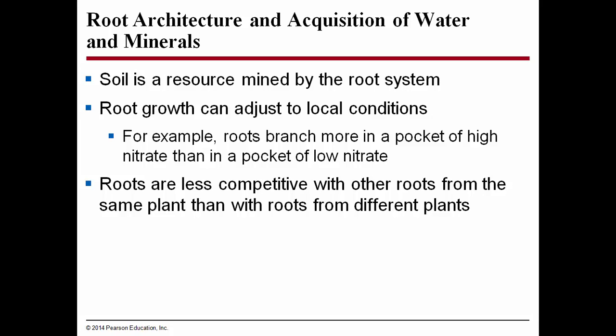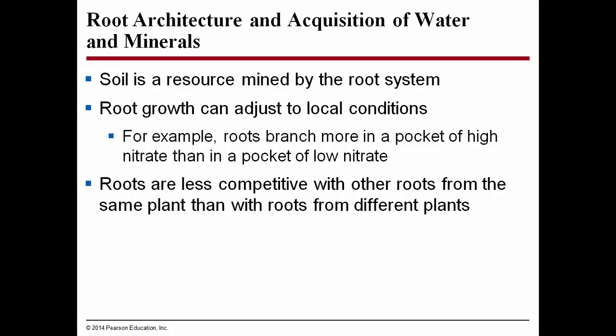Root architecture and acquisition of water and minerals. Soil is a resource mined by the root system. Root growth can adjust to local conditions. For example, roots branch more in a pocket of high nitrate than in a pocket of low nitrate. Okay, so they are able to adapt to the local conditions. They can harvest the minerals that they need based on the availability of those minerals.